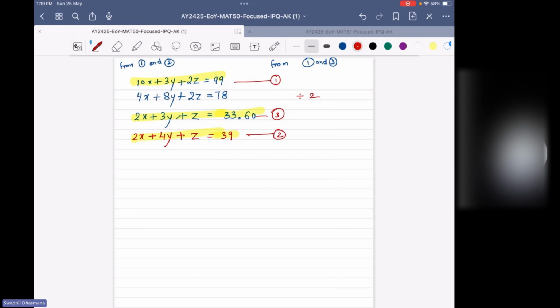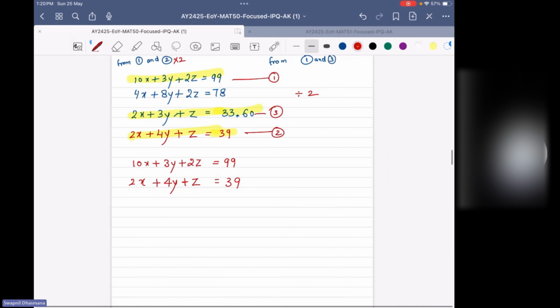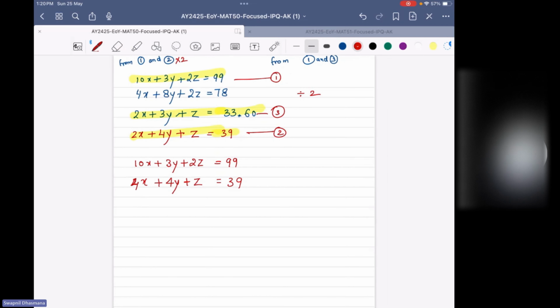So now from 1 and 2, I will get 10x plus 3y plus 2z equals 99. 2x plus 4y plus z equals 39. Now they are not same. So I should multiply the second equation by 2. When I do that, I will get here 4, I will get here 8, and I will get here 2. And this would be 78.